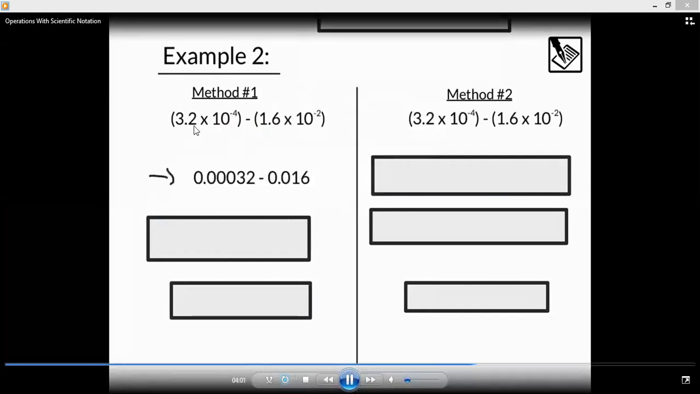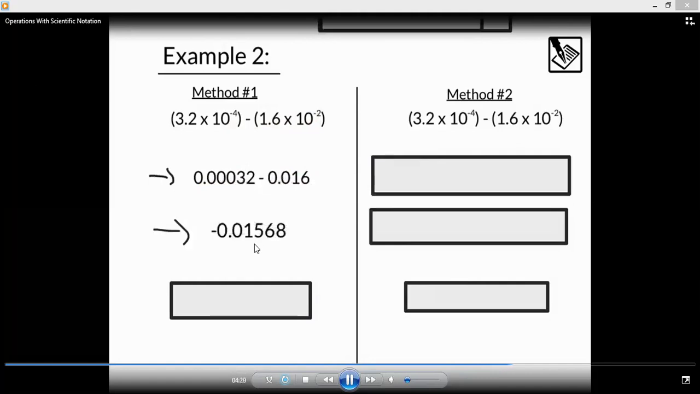Then you have 3.2 times 10 to the power of -4. We will move the decimal point 4 digits. I have only one, so I'm going to add 3 zeros. This one, I will move only two, so I'm looking for more zeros. Then we will subtract the two numbers together to find the answer. This one is not in simplest form.